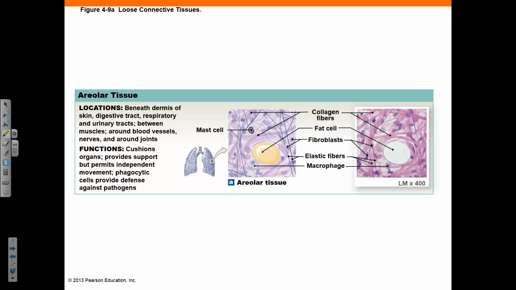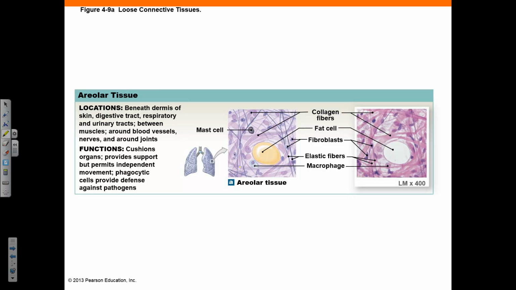Recall that the connective tissue proper can be either loose or dense. There are several types of loose connective tissue, including areolar tissue, adipose tissue, and reticular tissue. Areolar tissue, seen here, is composed of all the cells and fibers that compose the connective tissue proper.